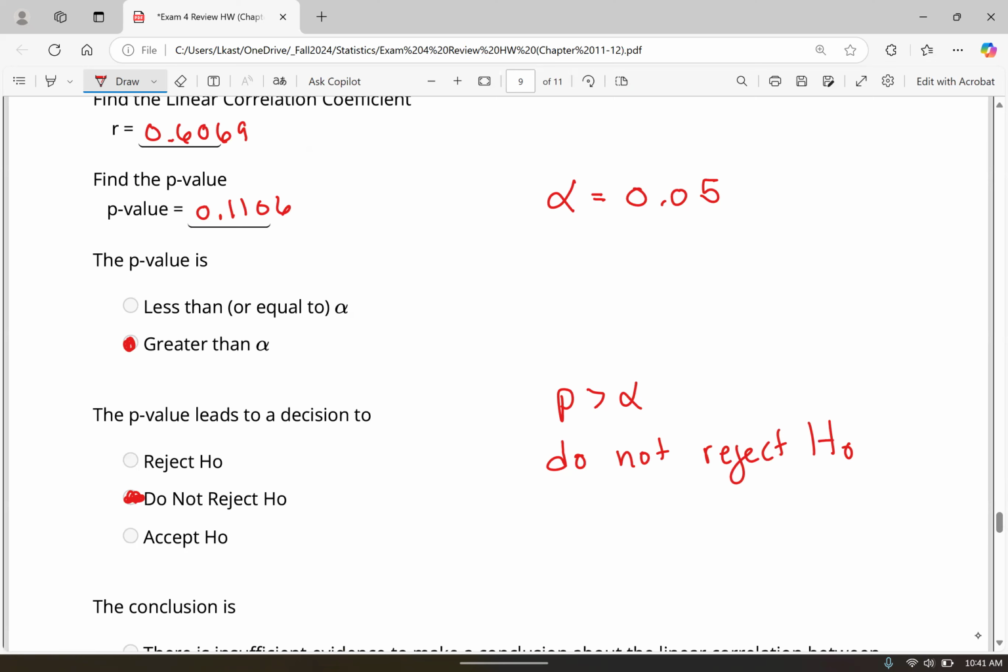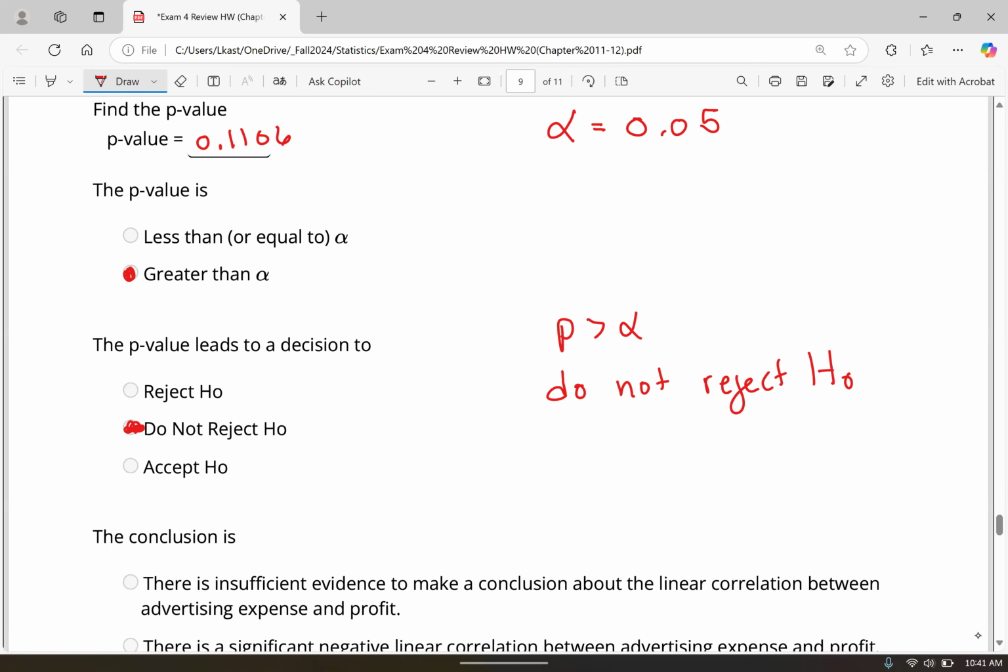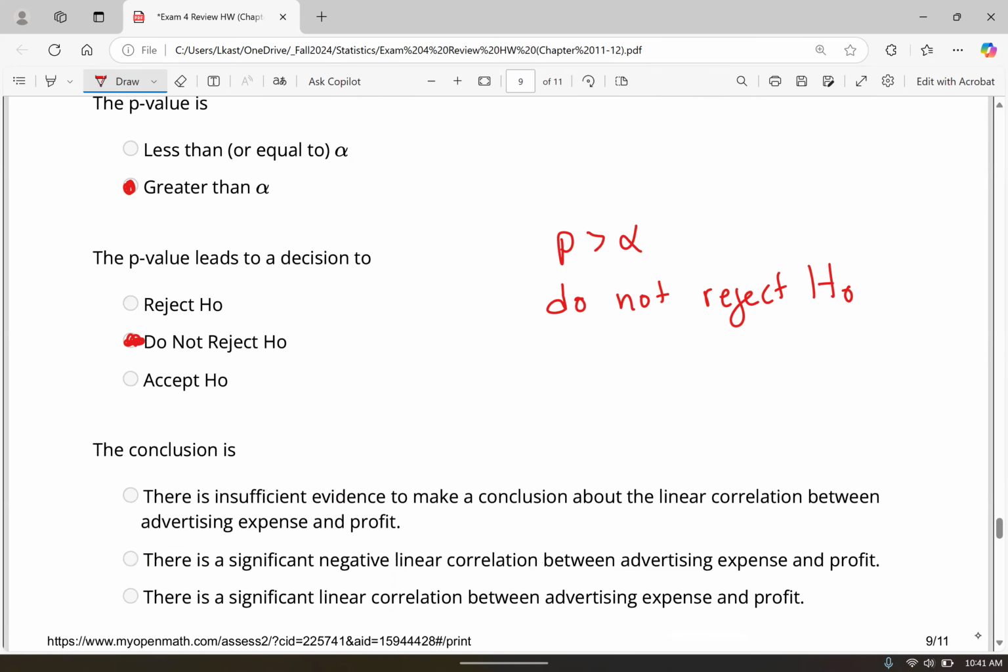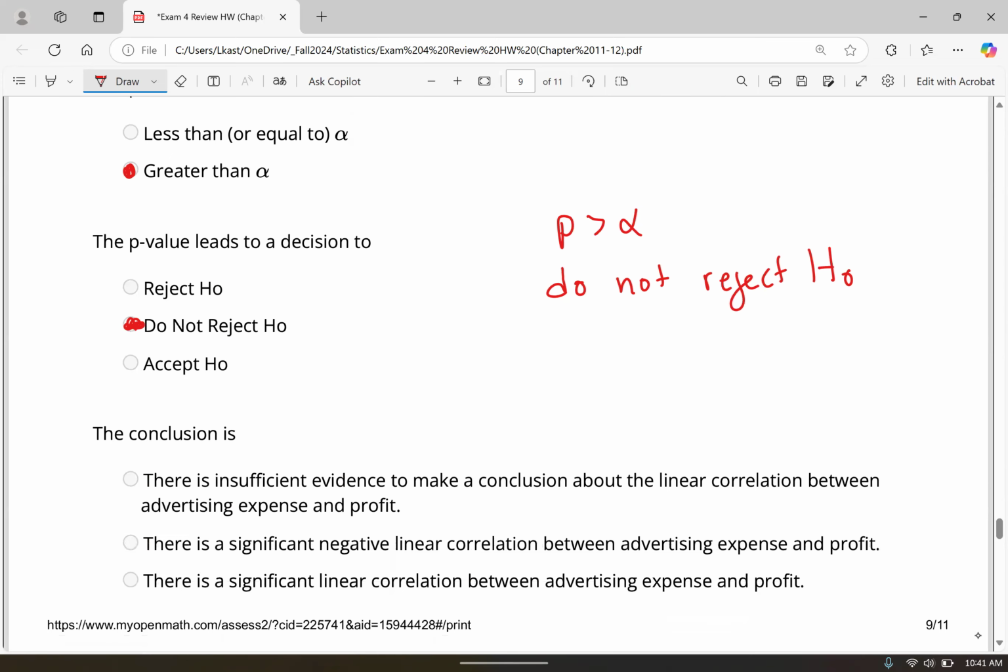So what's your conclusion? Well, there's not sufficient evidence to say there's a correlation here. Would you agree? So there is insufficient evidence to make a conclusion about the linear correlation. Would you agree with that? And the other thing that you can look at is that R value, the correlation coefficient 0.66, does not indicate that there's a strong linear correlation between the X values and the Y values.